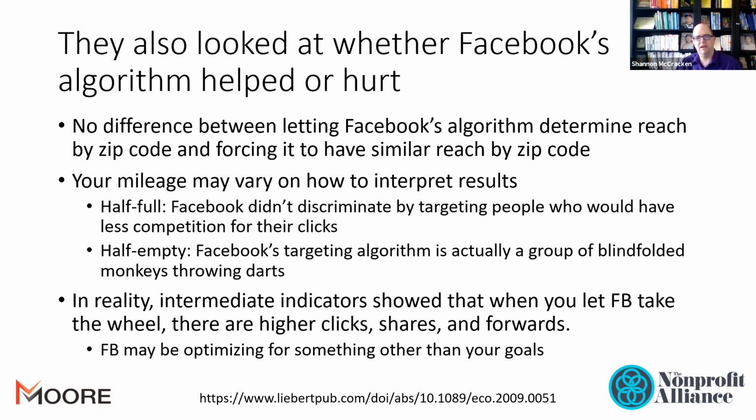In reality, what they found was that some of the intermediate metrics, clicks, shares, forwards, were better when Facebook was taking the wheel. So it may be less sinister than either of these things. Facebook may just be optimizing for the wrong thing, because we saw in the videos, empathy versus effectiveness, what was more effective at getting clicks and shares is perhaps not the same thing that is effective at getting donations. And so Facebook may be looking at some of these vanity metrics and not the end outcome.